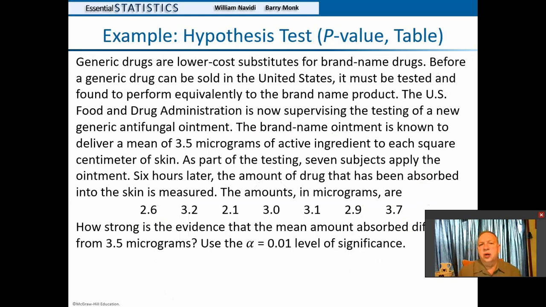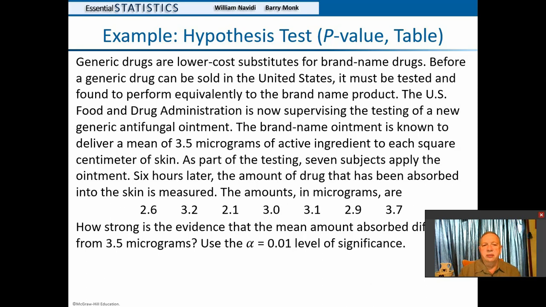Generic drugs are lower cost substitutes for brand name drugs. Before a generic drug can be sold in the United States, it must be tested and found to perform equivalently to the brand name product. The U.S. FDA is now supervising the testing of a new generic antifungal ointment. The brand name ointment is known to deliver a mean of 3.5 micrograms of active ingredient to each square centimeter of skin. As part of the testing, 7 subjects apply the ointment. 6 hours later, the amount of drug that's been absorbed into the skin is measured.